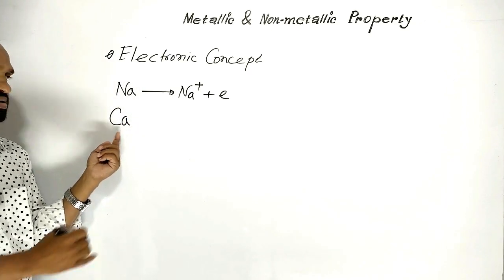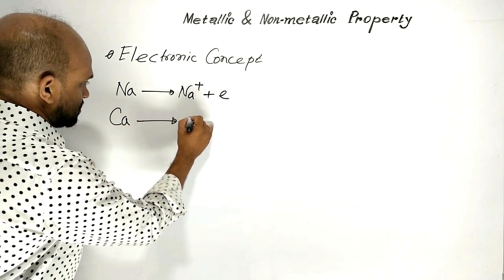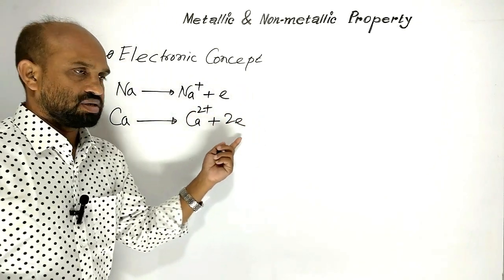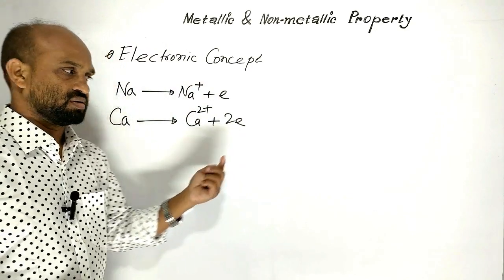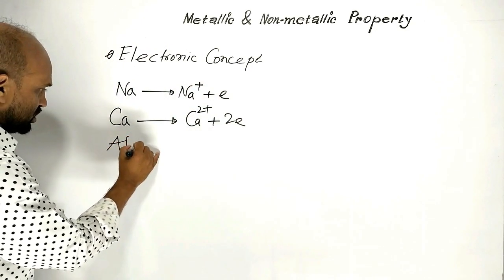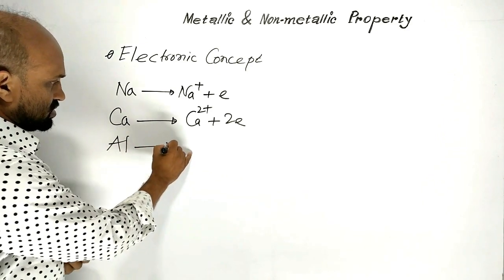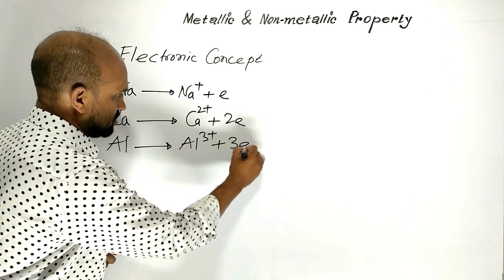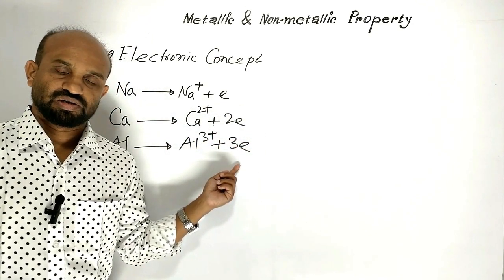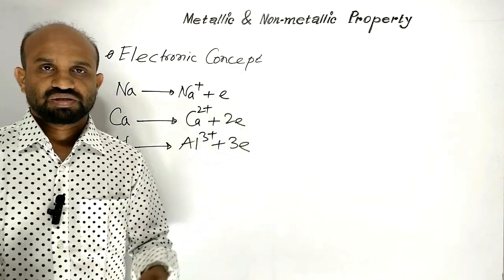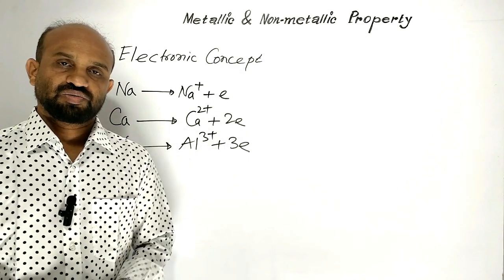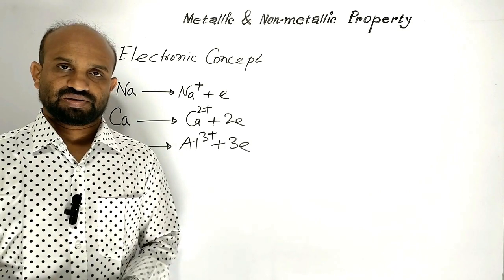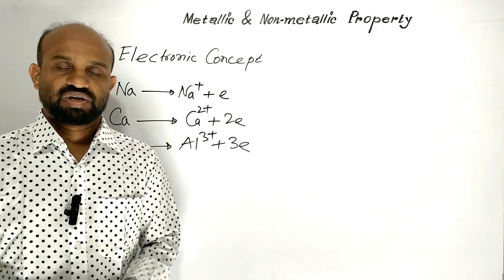Again, we know calcium is a kind of metal that produces electrons during chemical reaction. Again, aluminum yields electrons during chemical reaction. So we can say that the elements that can produce electrons during chemical reaction, those elements are called metals. Electron producers are metals.